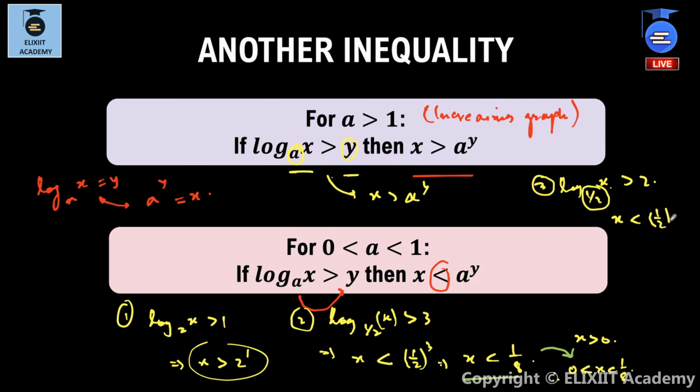X is less than half to the power 2. Means x is less than 1 by 4. But keeping the domain in mind, what is the domain of log function? What are the values of x? X can take the positive values, which means x belongs to 0 to 1 by 4. This is the conclusion. 0 to 1 by 4.